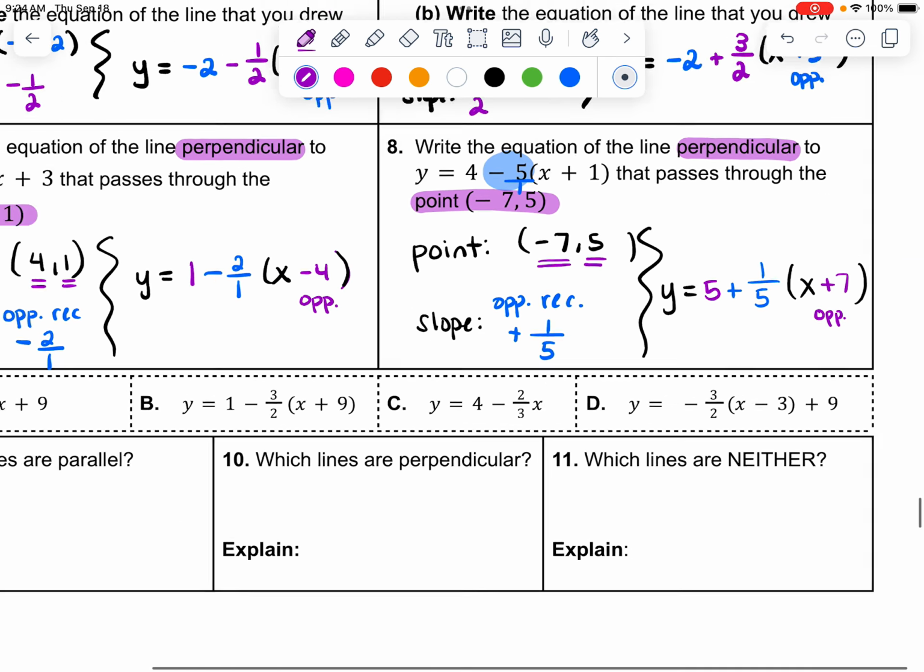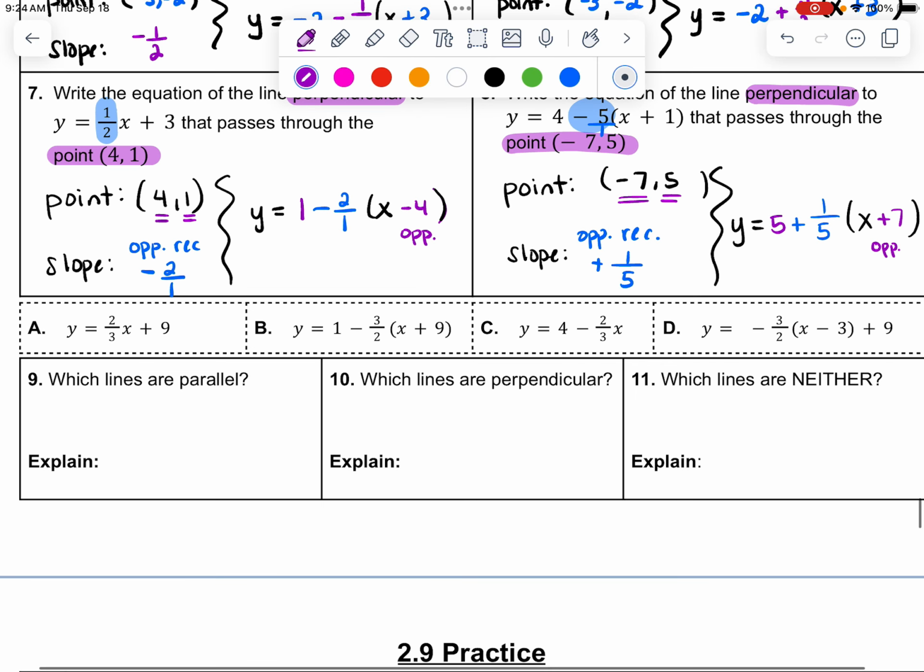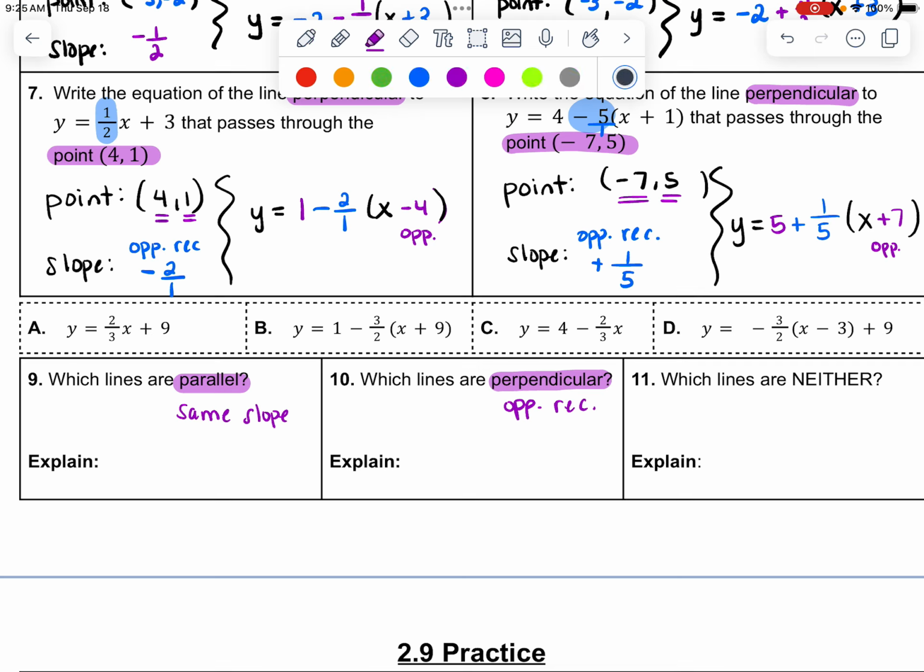All right, let's just do a quick summary of what you need to know. The big idea here is that if I ever ask you to make lines that are parallel, that means that you need to have the same slope. If I ever ask you about lines that are perpendicular, that means that your slopes need to be opposite reciprocals. But there are going to be times when the lines are neither. They're not the same slopes, they're not opposite reciprocals. So let's look at this list of lines and let's find their slopes and see if we can find some lines that are parallel, perpendicular, or neither.